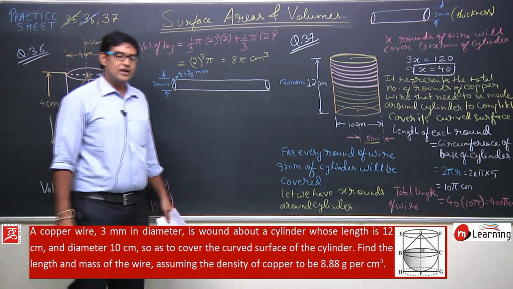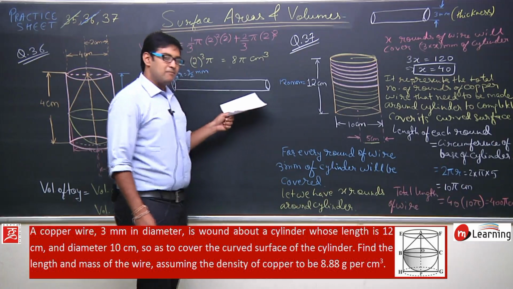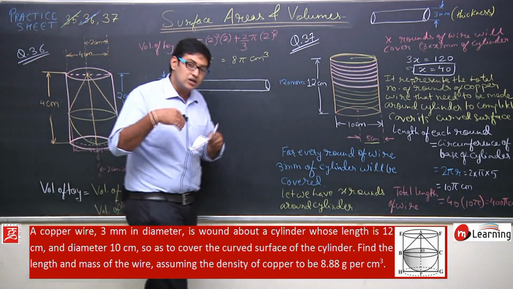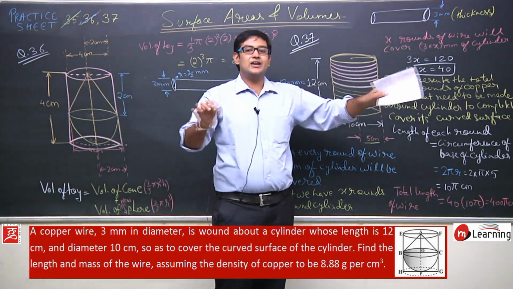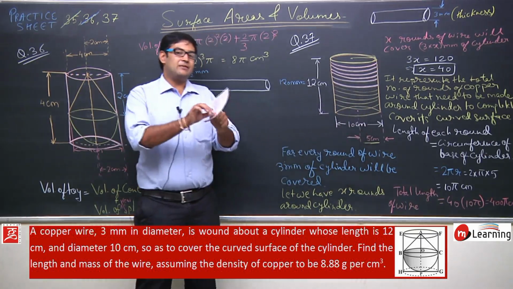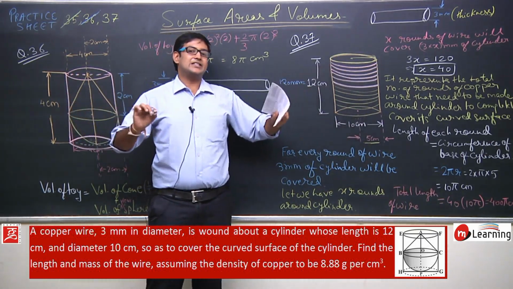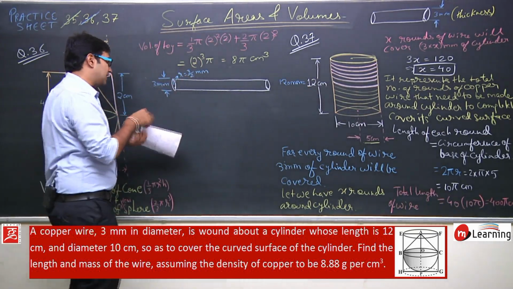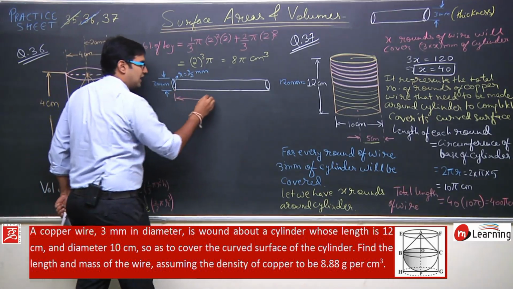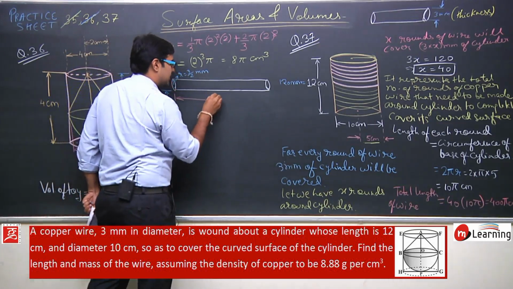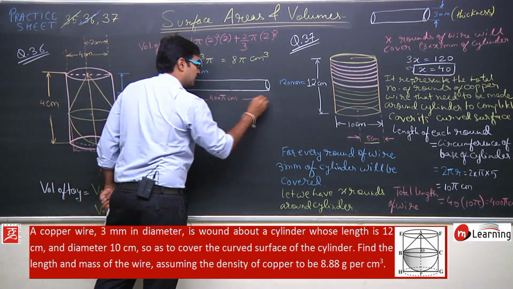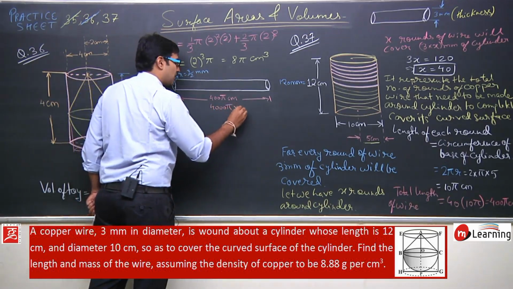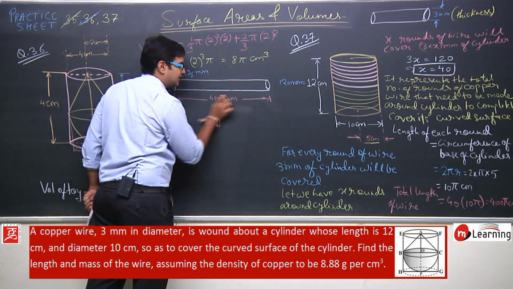Now try to understand this concept. If I make this wire straight, I can see that this wire itself looks like a cylinder. If I unwind this wire and make it straight, this wire itself looks like a cylinder of radius 3/2 mm and length 400 pi centimeters, or 4000 pi mm. Or let us take it in centimeters only.